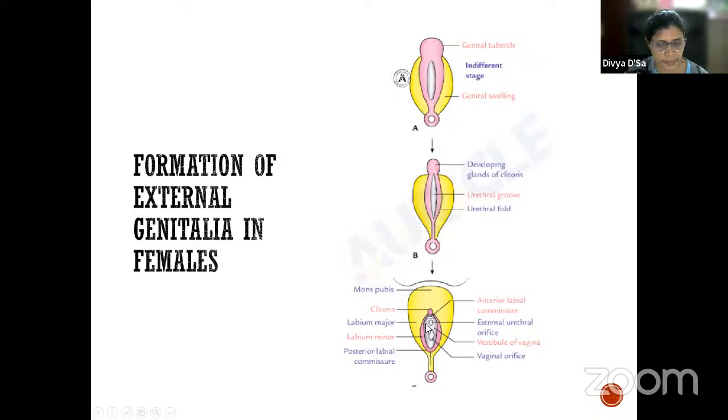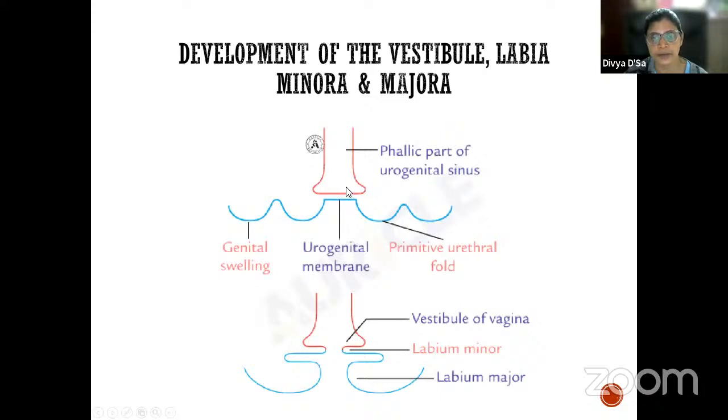Now the urogenital membrane ruptures, so that the phallic part of the urogenital sinus forms the vestibule of the vagina. So the phallic part forms the vestibule of the vagina, which has the opening of both the urethra as well as the vagina. The labia minora will have an outer ectodermal and inner endodermal lining. So this is the urogenital membrane, phallic part. It opens here. This portion, the urethral fold, will form the labia minora, and this, the genital swellings, forms the labia majora.